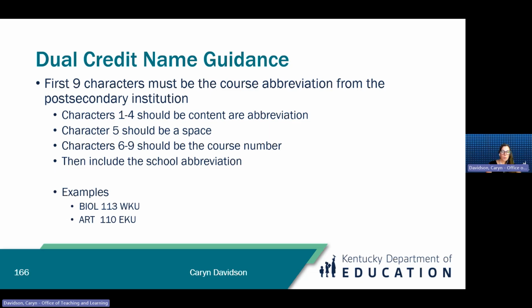So I give a few examples here to point out. For Biology 113 at WKU, BIOL takes up the entire first 4 spaces. The 5th space, or the 5th character, excuse me, is a space, and then we have our 113. In the case of Art 110 at EKU, art is only 3 letters, so we need to put 2 spaces. So the 4th and 5th characters are now a space so that our 110 can still appear in the characters 6 through 9 slot.